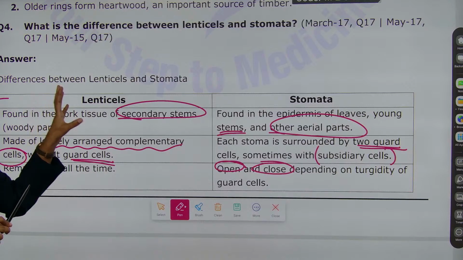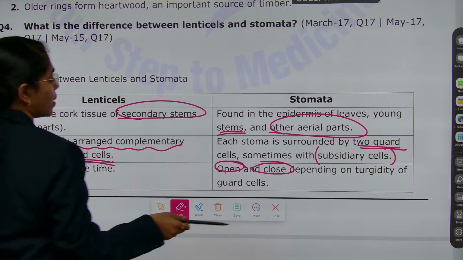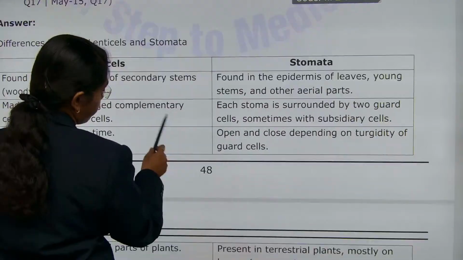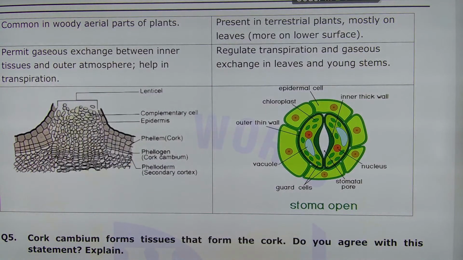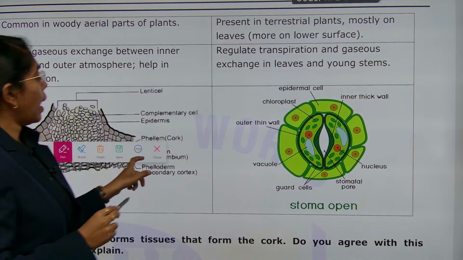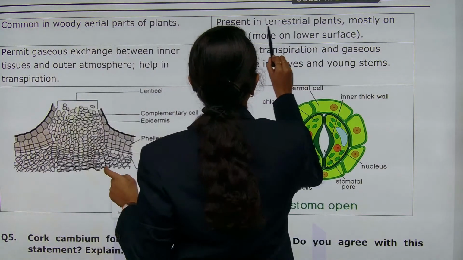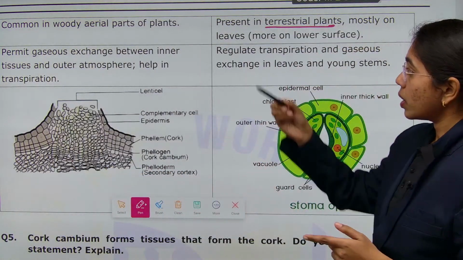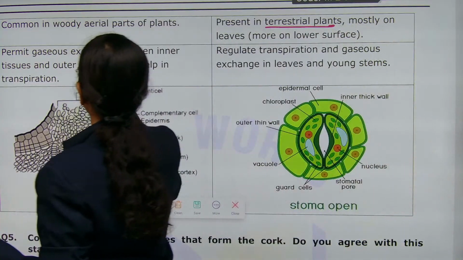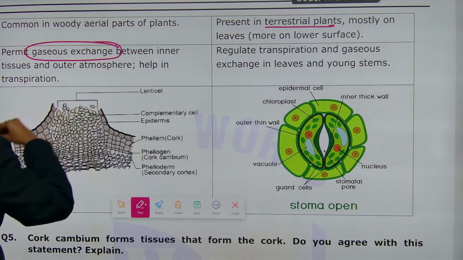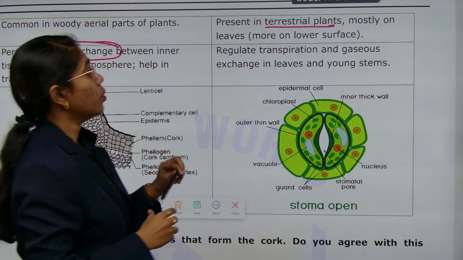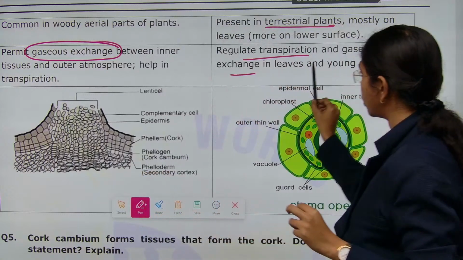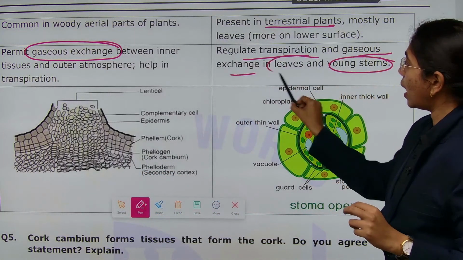Both lenticels and stomata are used for gaseous exchange, but at different locations, one at the leaf and one in the stem. Lastly, highlight the diagrams as well. Lenticels are common in woody aerial parts of the plant, and stomata are present in terrestrial plants, mostly in the leaves. Lenticels permit gaseous exchange between inner tissues and the outer atmosphere. This helps in transpiration, and stomata regulate transpiration and gaseous exchange in the leaves and in young stems.